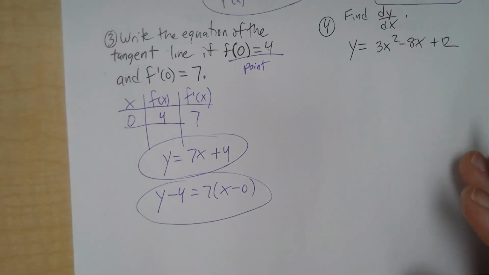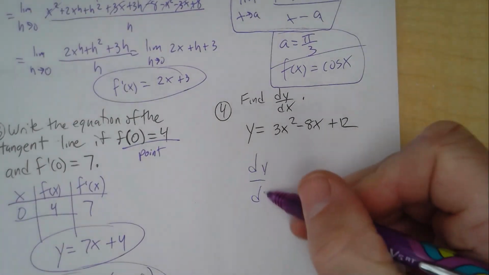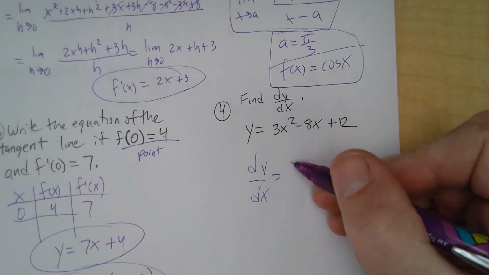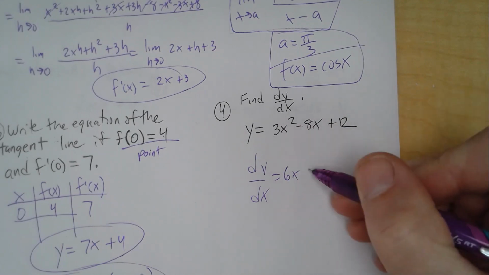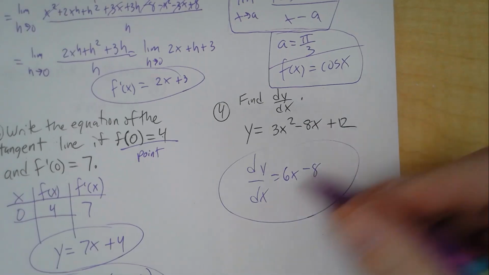All right, now we're going to be taking a bunch of derivatives. The first derivative, dy/dx, is the simple one, right? So power rule: 6x minus 8. The derivative of a constant is 0. So that's the answer. Done.